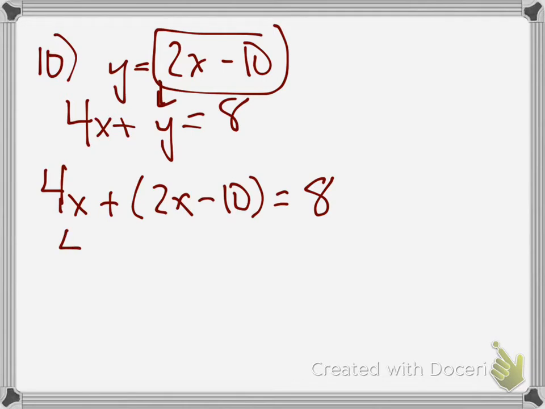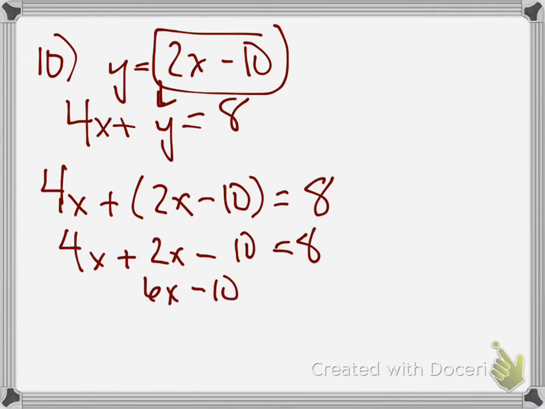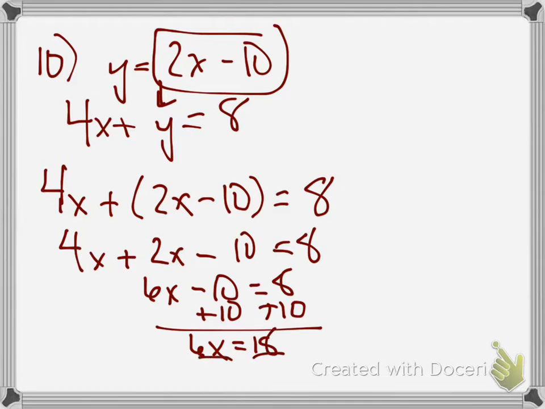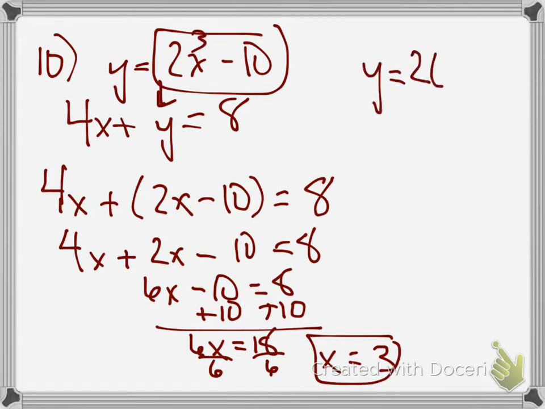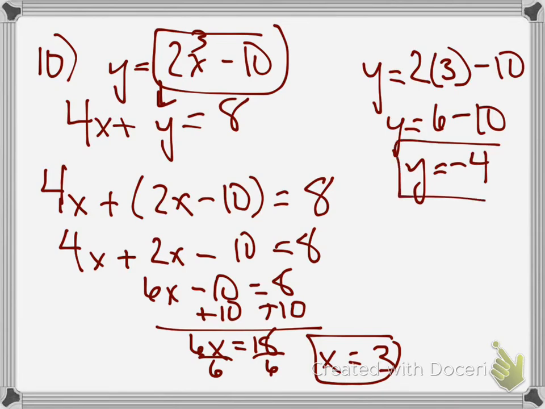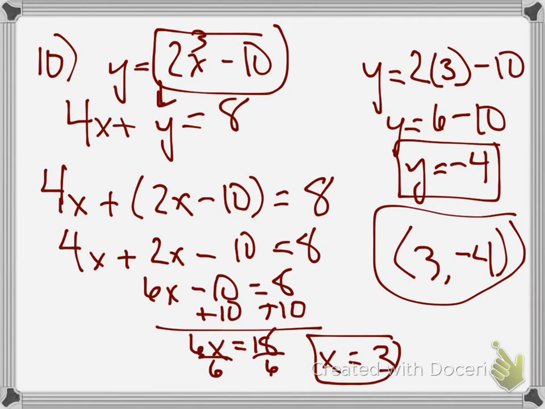So there's no distributing, so really I can just drop the parentheses and say 4x plus 2x minus 10 is equal to 8. Combine like terms, 6x minus 10 is equal to 8. Add 10. 6x is equal to 18. Divide. X equals 3. Put that here, and you're saying y is equal to 2 times 3 minus 10. So that gives me 6 minus 10, which is negative 4. Okay, so 3 comma negative 4, and there you go.